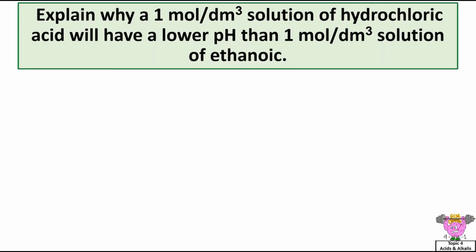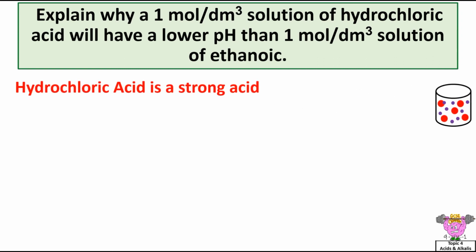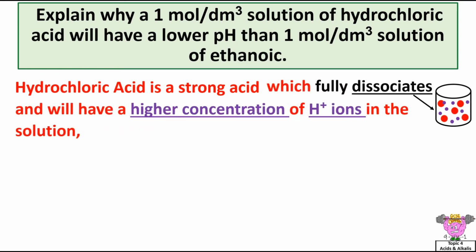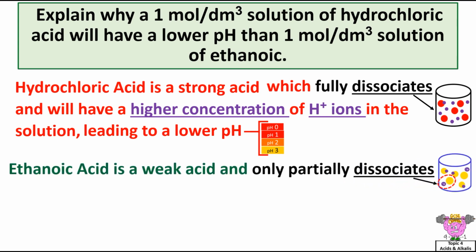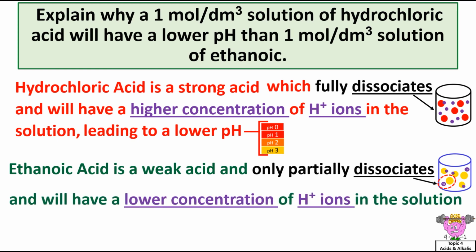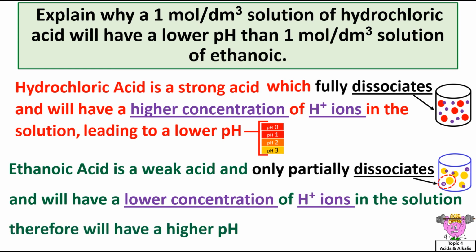Explain why a 1 mol per dm cubed solution of hydrochloric acid will have a lower pH than a 1 mol per dm cubed solution of ethanoic acid. Hydrochloric acid is a strong acid which fully dissociates and will have a higher concentration of H plus ions in the solution, leading to a lower pH from a pH of 3 down to pH of 1 or 0, whereas ethanoic acid is a weak acid and only partially dissociates and will have a lower concentration of H plus ions in the solution. Therefore will have a higher pH from a pH of 4 up to pH 6.